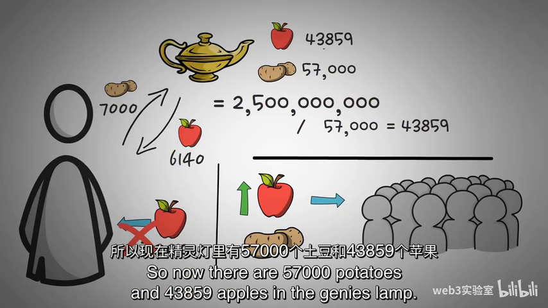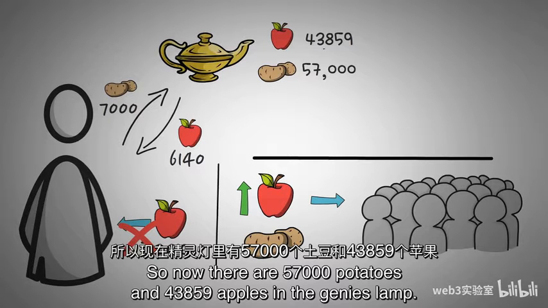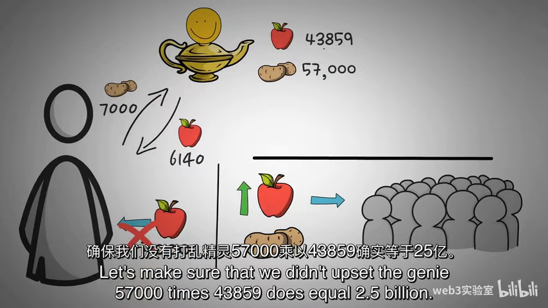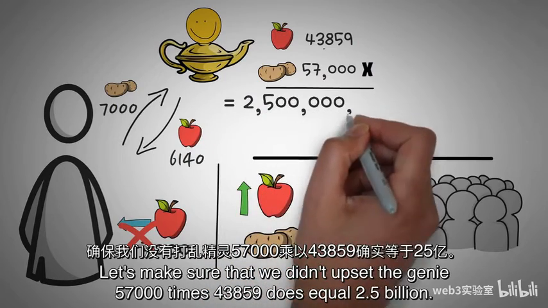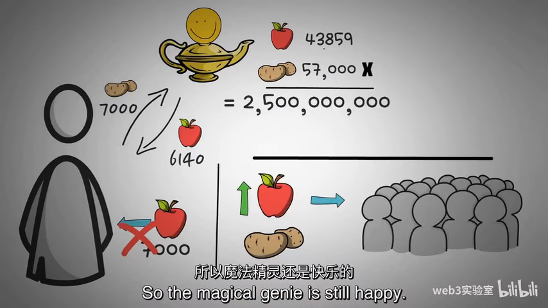So now there are 57,000 potatoes and 43,859 apples in the genie's lamp. Let's make sure that we didn't upset the genie. 57,000 times 43,859 does equal 2.5 billion. So the magical genie is still happy.